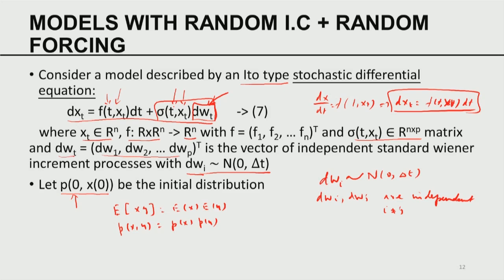The least value p can take is 1, in which case sigma t is a vector, and dwt is the one standard Wiener increment. In the extreme case, p could be n, in which case there could be n linearly independent Wiener increment processes. So with p as a variable between 1 and n, this equation 7 describes a family of stochastic ordinary differential equations. In general, every equation of this type represents some form of stochastic model.